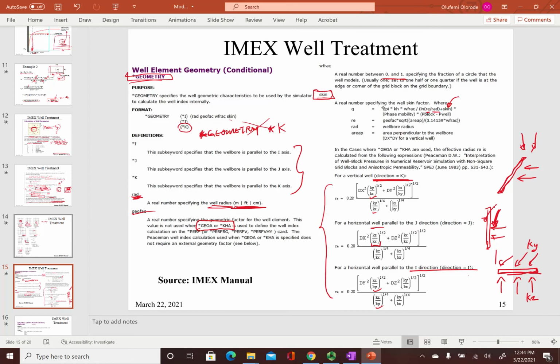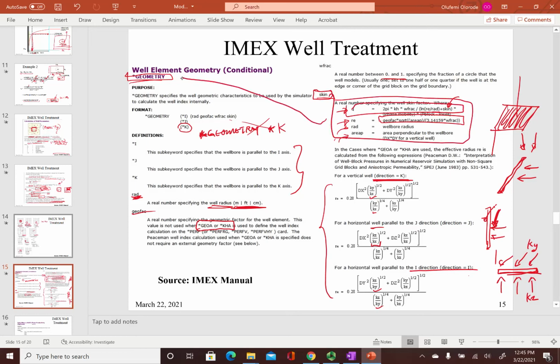And in that case, when you're using this equation for the flow rate into the wellbore, we'll need to provide the effective wellbore radius calculated using this equation, provide the wellbore radius, and provide the perpendicular area towards the wellbore, which for a vertical well will be delta x times delta y, right? That's the perpendicular area to the wellbore. So this equation right here, together with these parameters, apply to the geometry keyword.